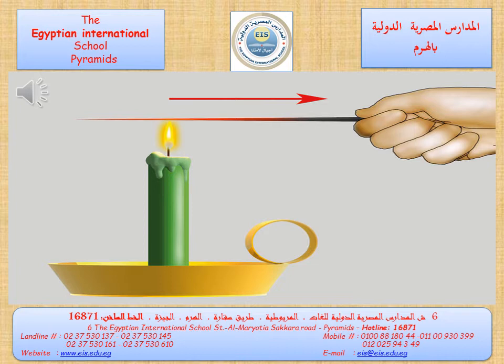In this picture, we can see that the heat transfers from the flame of a candle through a metallic spoon or iron rod to the lower temperature, which is my hand. So, the flame has the higher temperature and it transfers through the iron rod to the lower temperature, which is my hand.